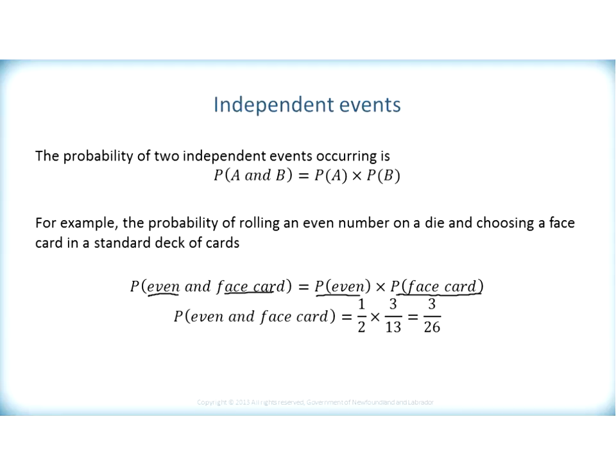The number of even numbers on a die is 3 of 6, which is equal to 1/2. The number of face cards in a standard deck of cards is 12 over 52, which gives us 3 over 13. When we multiply the probability of an even by the probability of a face card, we get the probability of an even and a face card, which is 3 over 26.